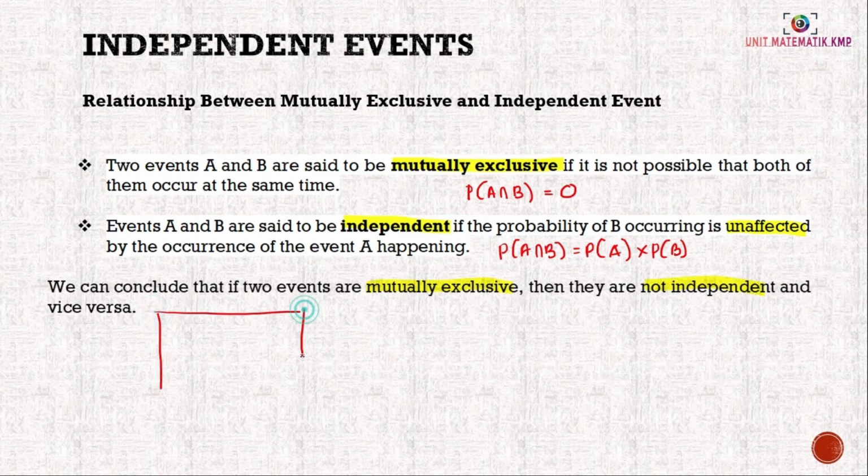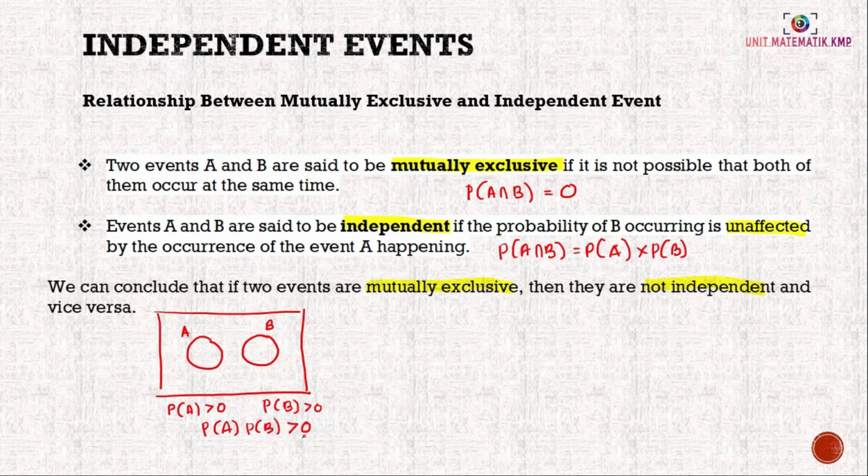Okay, still remember mutually exclusive. So we have two circles that do not intersect each other. So this is mutually exclusive. So let's say probability of A is greater than 0 and probability of B is greater than 0. So maksudnya probability tu kita ada nilai. Jadi of course PA times PB is greater than 0 as well.